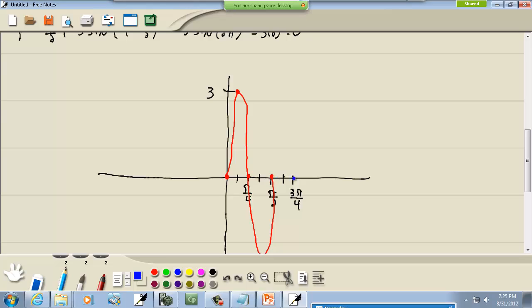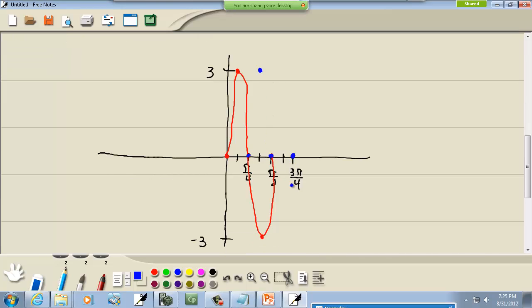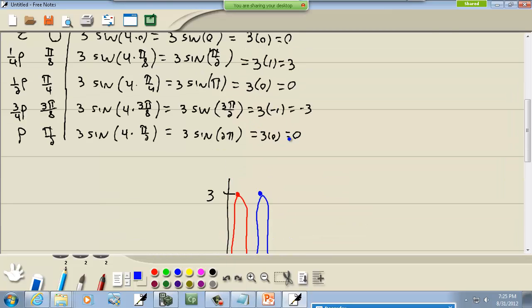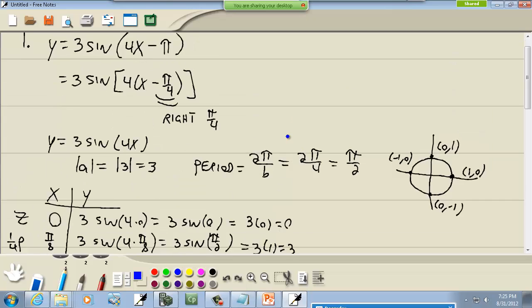I'll start with this one, I guess. Move it over to there. This one moves over to here. This one moves over to here. This one moves over 2 of them, which should be right there. And the one down here moves over 2, which would be right there. So then I connect these together, trying to make it look like our sine curve. And that's basically our answer.